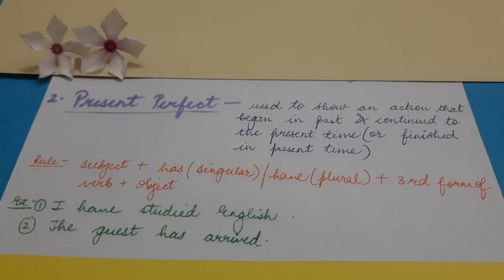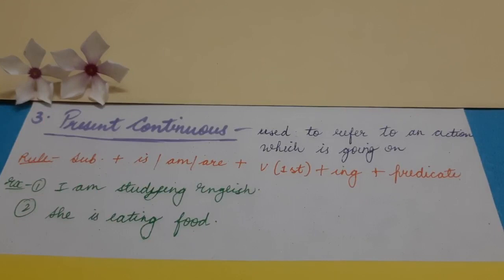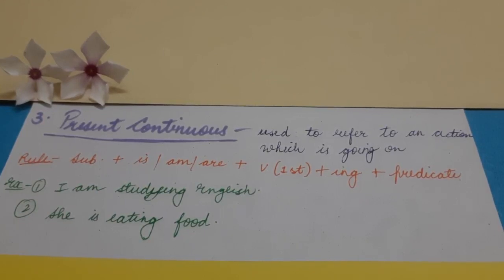Now next one is present continuous. Present continuous is used to refer to an action which is going on, something which is continuing now also. That is why it's continuous, present continuous. Rule number 1.